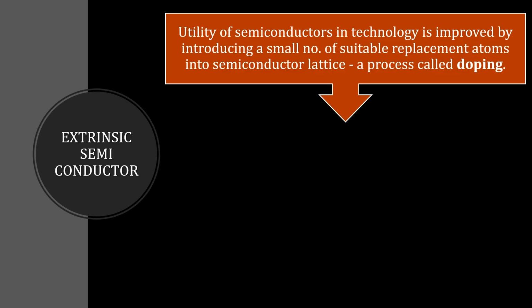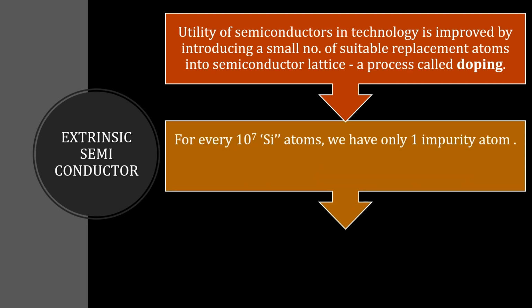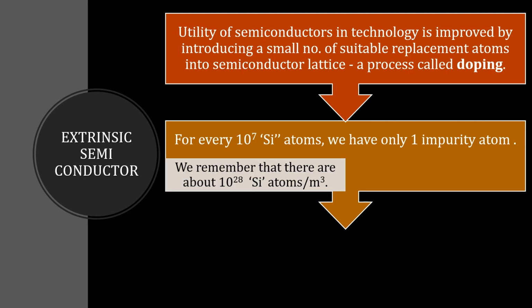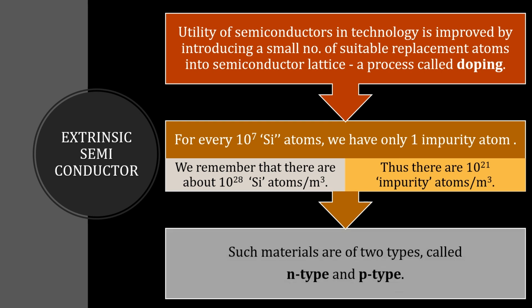Now we want to understand extrinsic semiconductor. It is very obvious that if we add some impurity, then it is an extrinsic semiconductor. The process of adding the impurity is called doping. For every 10 power 7 silicon atoms, we have just one impurity. We remember that there were 10 power 28 silicon atoms per meter cube. That means there will be 10 power 21 impurity atoms per meter cube. Such a material are of two types, N-type and P-type, which we will see just now.